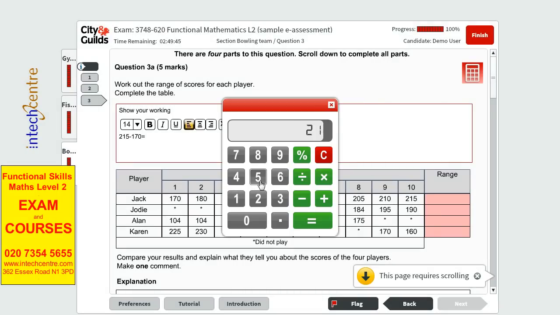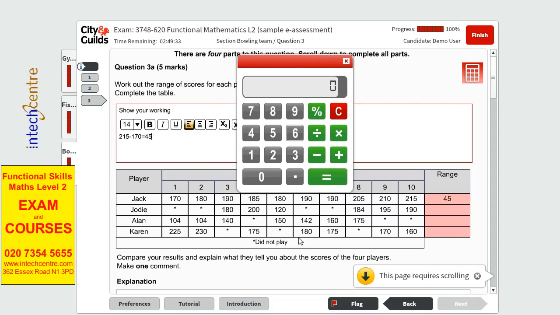So 215 minus 170 will give us 45. The next one is Jody, and she has 200 minus 120. Now our range is higher. 200 minus 120 is 80.